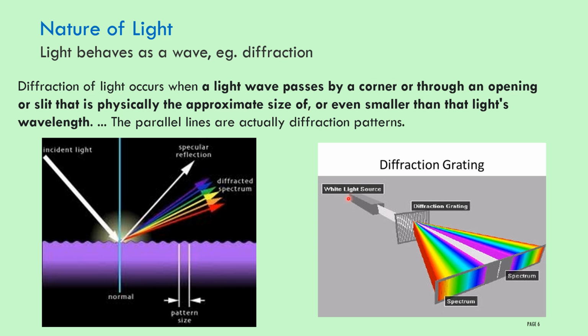One more, see here, when white light passes through a diffraction grating or a slit, it splits into 7 different colors. The combination of those 7 colors we call a spectrum. Then you are getting 2 spectra here. This is also an example of diffraction.